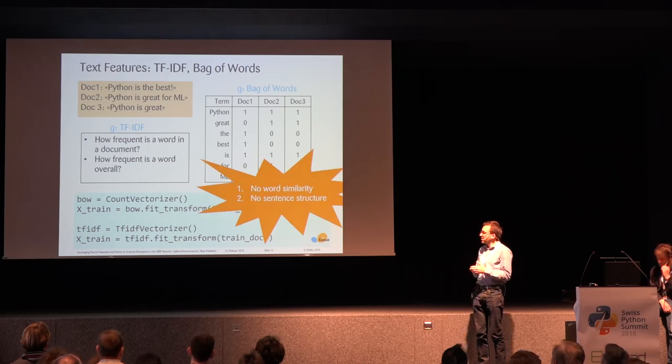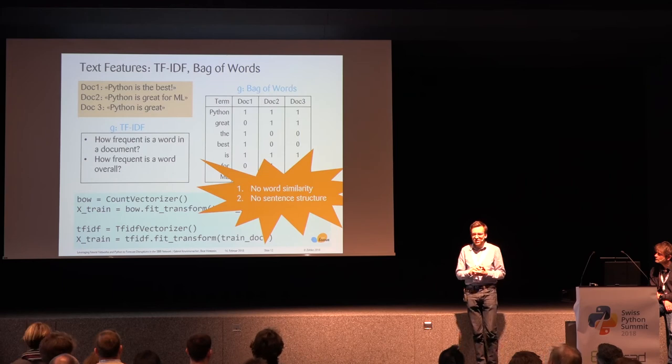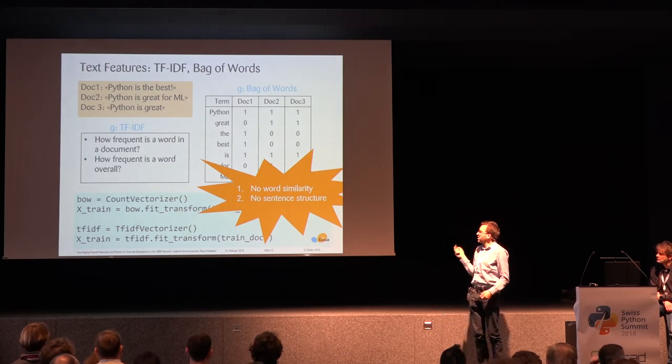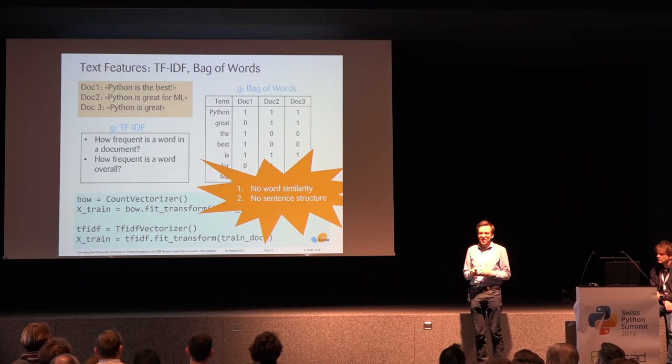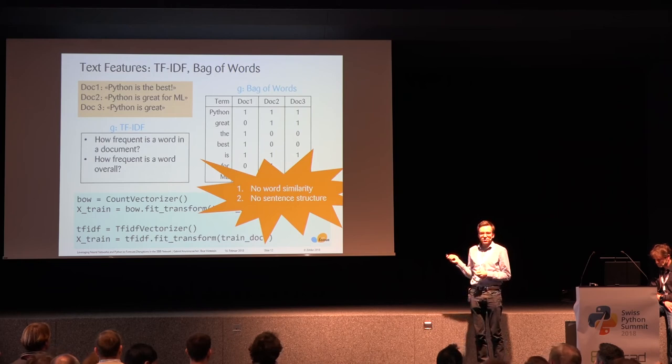Okay, so this is nice, but there are two problems with this type of representation. You get these really large sparse vectors that are mostly zero because most words don't occur in your document. And you ignore the similarity between words. So best and great have a similar meaning, but now they're just some dimension in this vector. Plus, the structure is completely ignored. You just take all your words, put them in a bag. It doesn't matter what comes first.